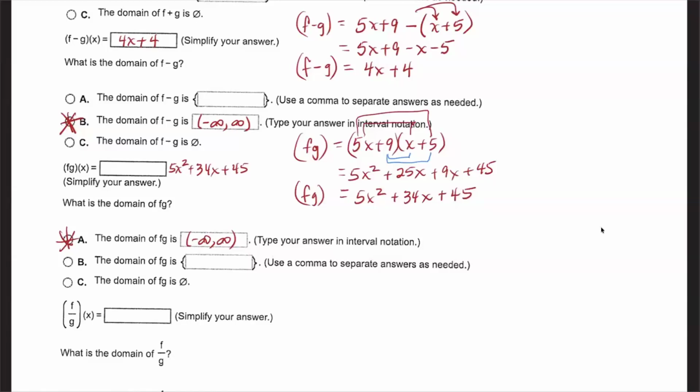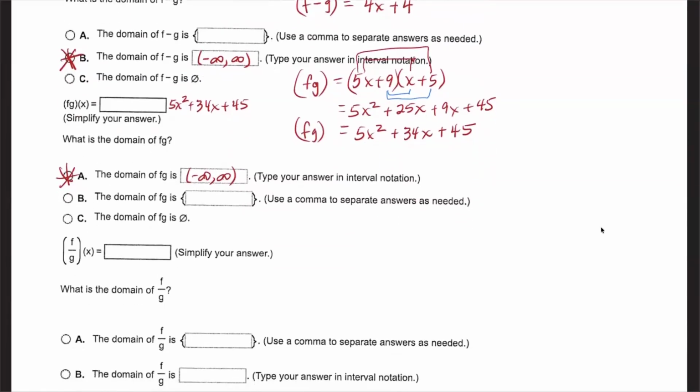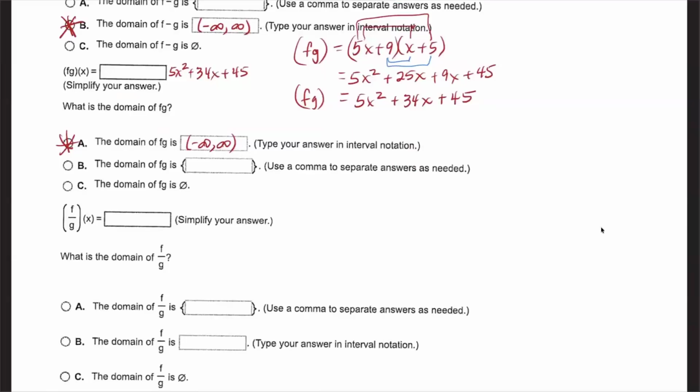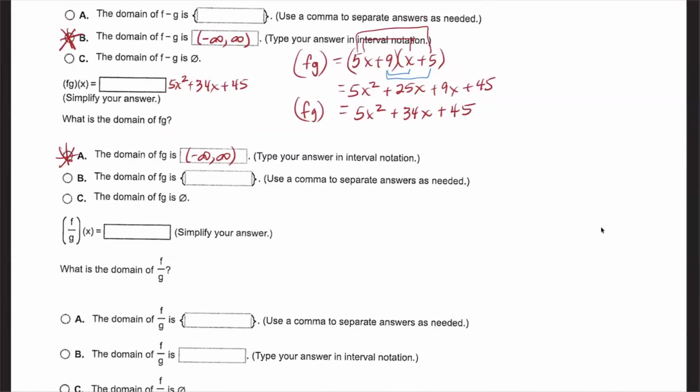But then when we get to f divided by g, so now we're going to be dividing. So f is 5x plus 9, dividing it by x plus 5, because that's what g is. Well, right there, that is the simplified answer. You can't simplify that anymore. So that is what you would type in the box.